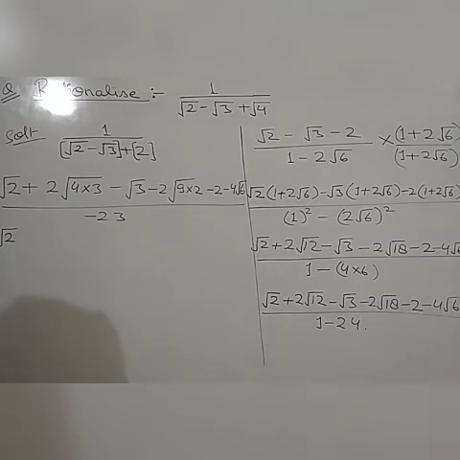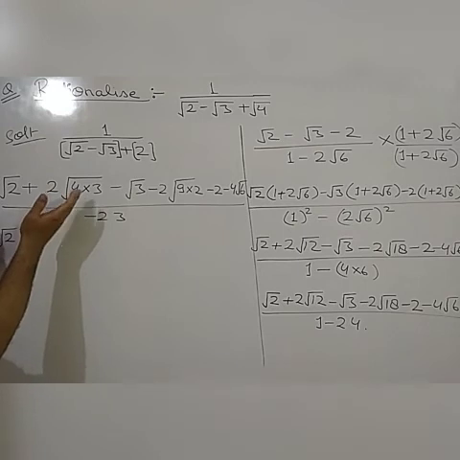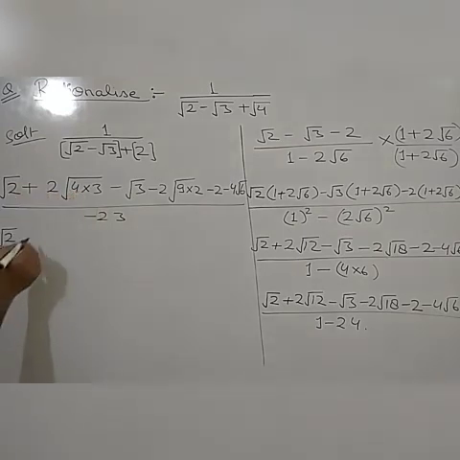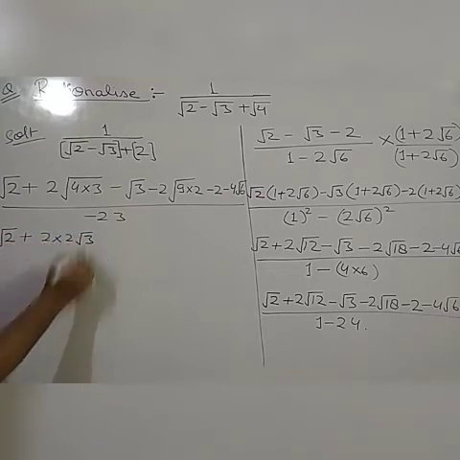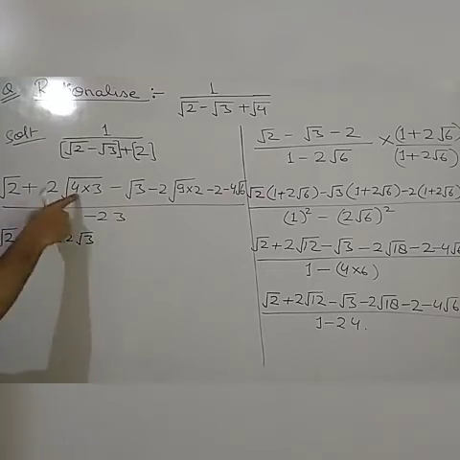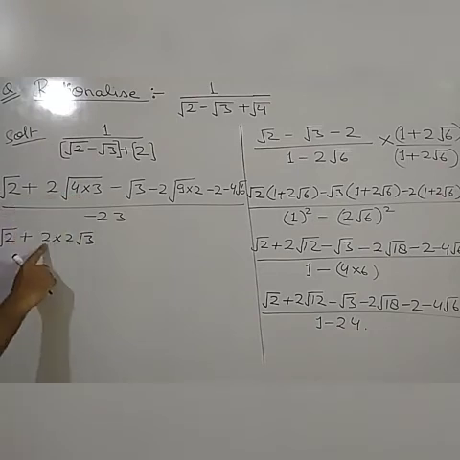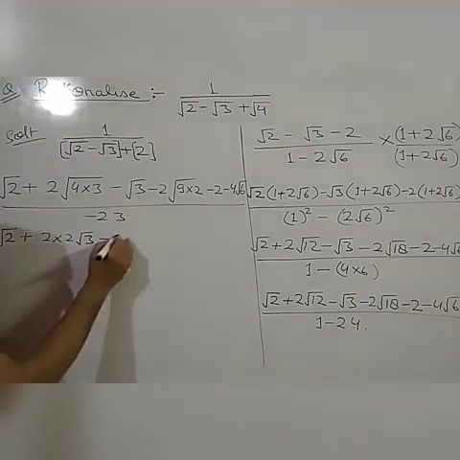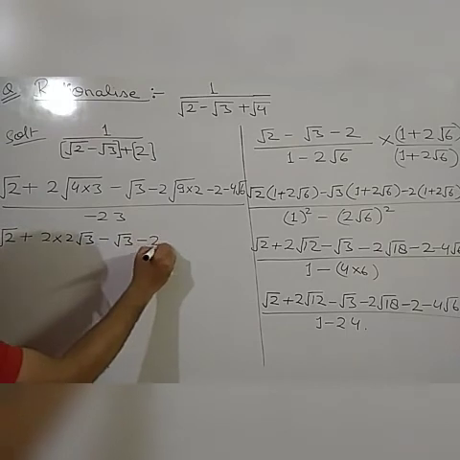Okay, now you have studied the solving of square roots in your previous classes. So here it is 4. The square root of 4 is 2, so 2 will come out. So it will be root 2 plus 2 into 2 root 3. From this 4, 2 will come out. It will be 2 into 2 root 3 minus root 3 minus 2.